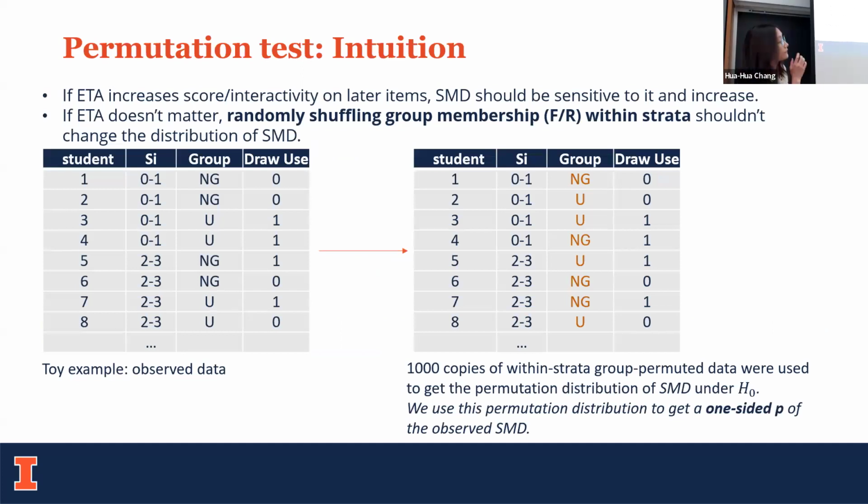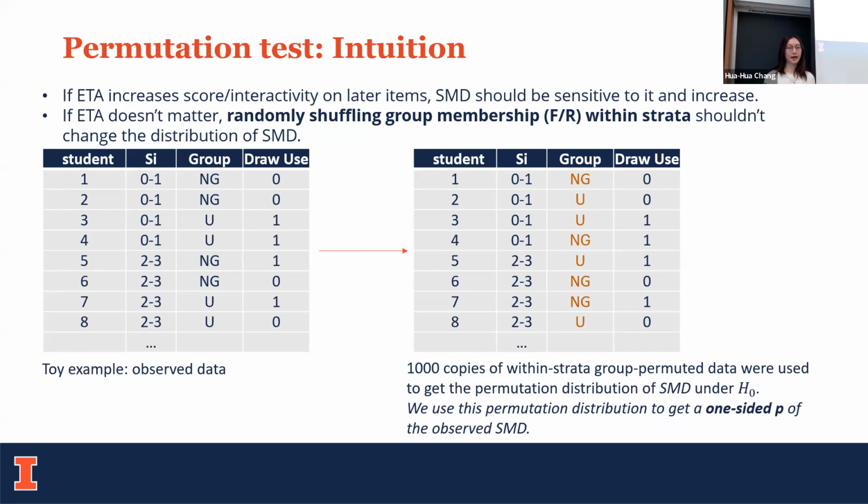For those of you unfamiliar with the permutation test, I want to talk a little bit about its intuition. Under the null hypothesis, ETA has no effect. So given the same initial performance, whether you receive ETA doesn't change your performance or interactivity on the later questions. If this is the case, the ETA assignment doesn't matter. However, if ETA does increase score or interactivity on later questions, the SMD statistic we just saw should be sensitive to it and increase.